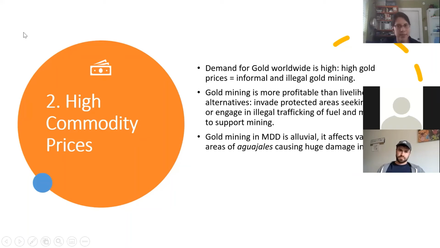And then the second is high commodity prices. This is referring specifically to the demand for gold worldwide because it is very high. And so the gold prices are high, and therefore the informal and illegal activities of gold mining are increasing. So the population in Madre de Dios found that gold mining is more profitable than livelihood alternatives. And because of this, they are invading protected areas, seeking gold or engaging in illegal trafficking of fuel and mercury to support these illegal mining activities. And specifically in Madre de Dios, gold mining is alluvial, and definitely it affects vast areas of aguajales, causing huge damage in soils. So when mining activities occur, the soil is really not productive anymore. So this causes big damage to the environment.